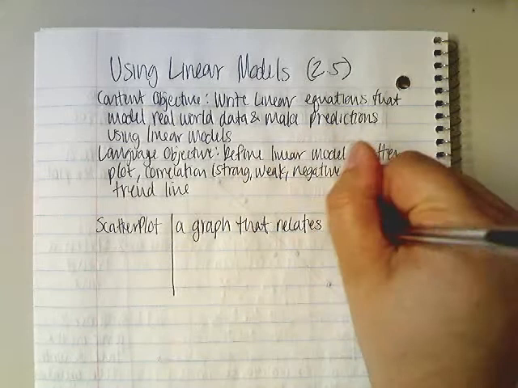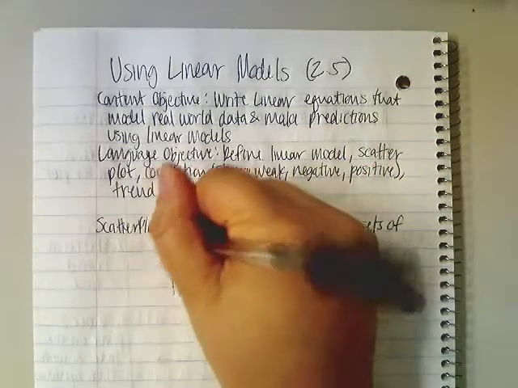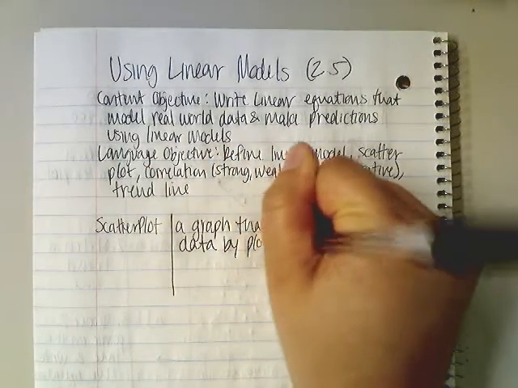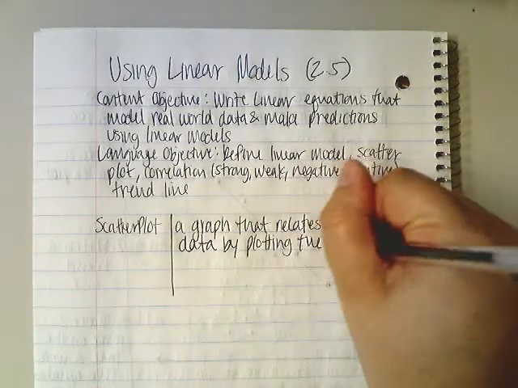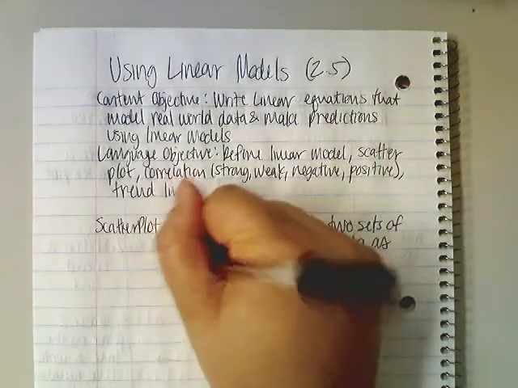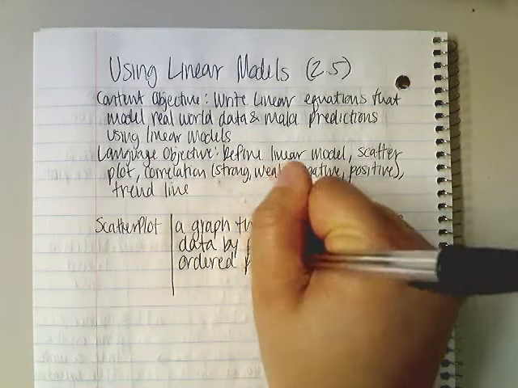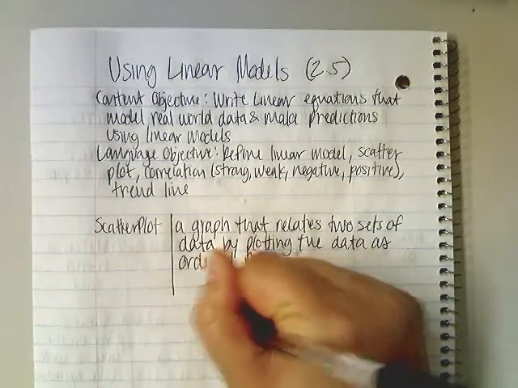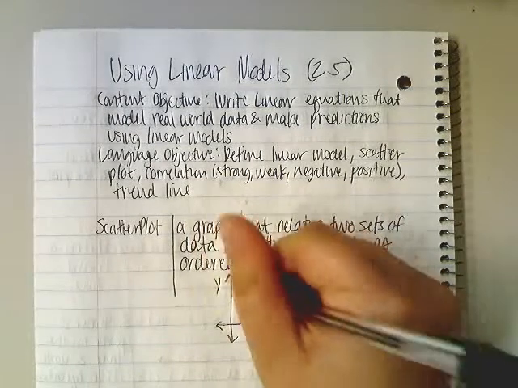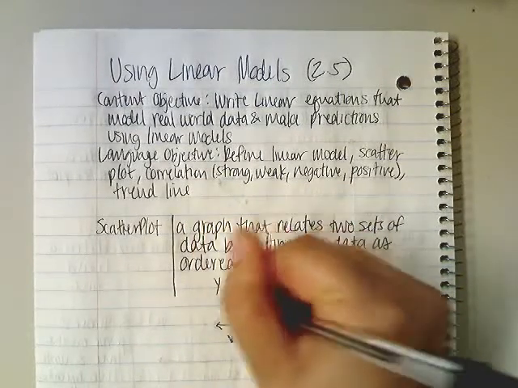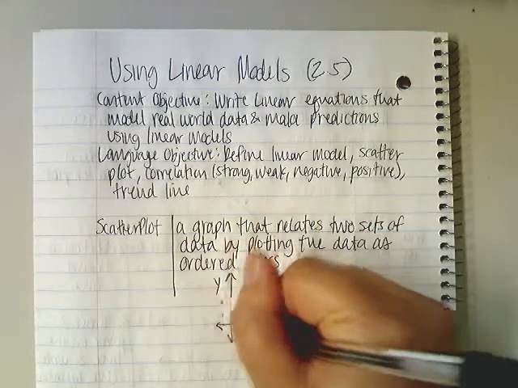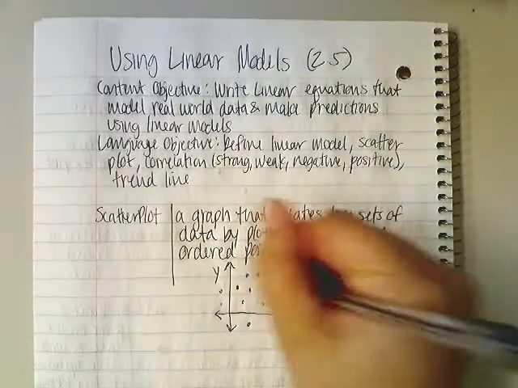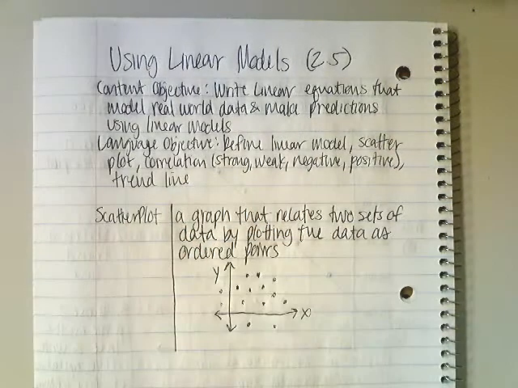two sets of data by plotting the data as ordered pairs. So you may have seen, or you've most definitely seen, a scatter plot before, whether you called it that or not, but it's just a set of points on an XY plane. So a scatter plot is just a set of ordered pairs on an XY plane, simply put.